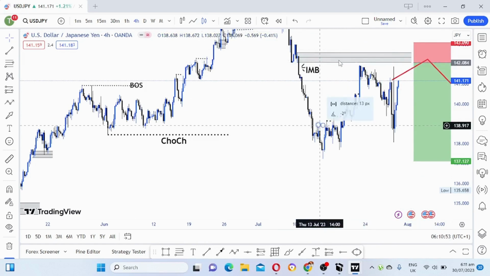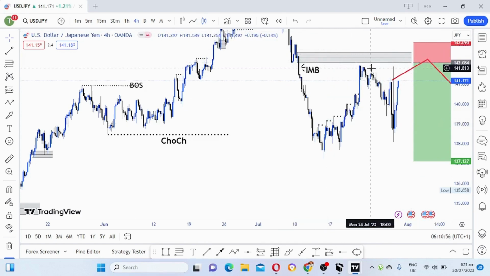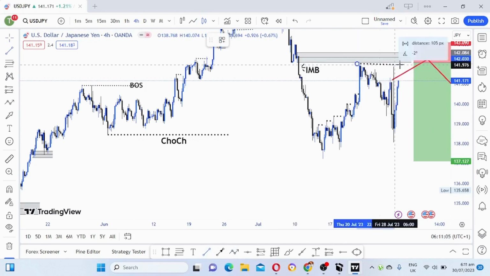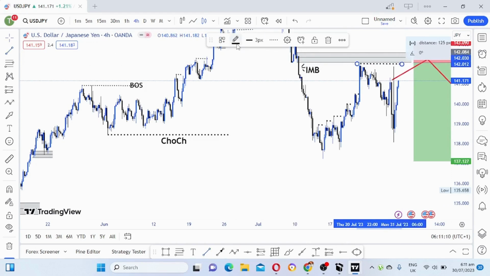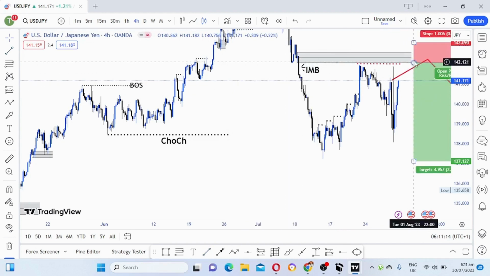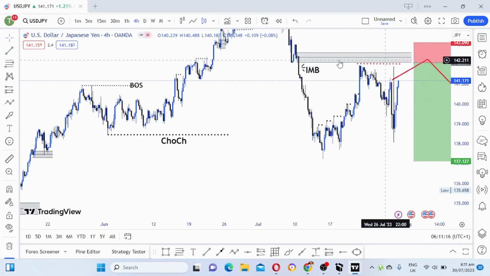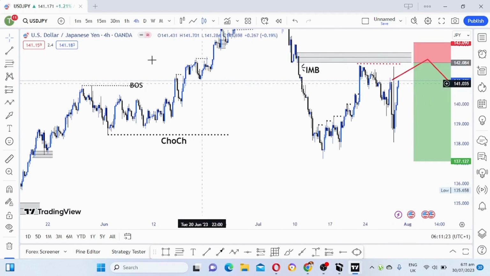We also have a double top here, which is regarded as liquidity. There is liquidity here to be taken. If price goes higher, we are expecting liquidity to be taken there, and then we sell. We sell where? Here, above these two double tops. So let's continue, guys. That's all I have on USD JPY.